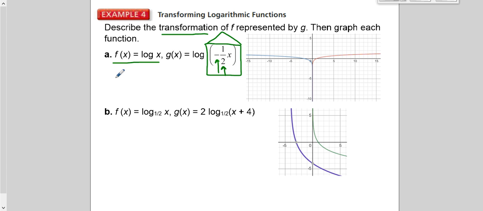What does the negative do? Yep, that's a reflection. Over the x-axis or y-axis? It's flipping this way. It's a horizontal movement. It's in the house. So that's flipping over the y-axis.